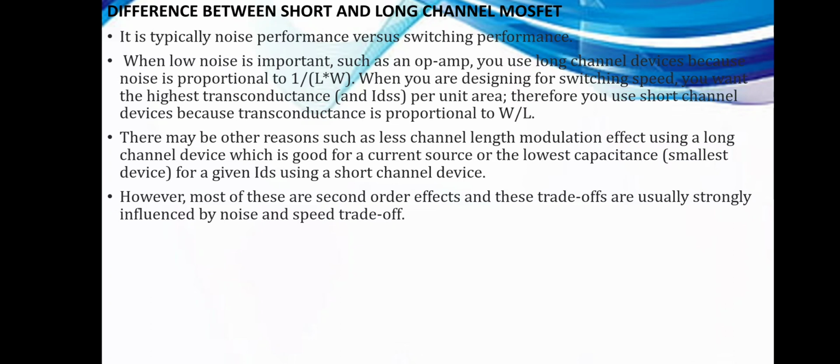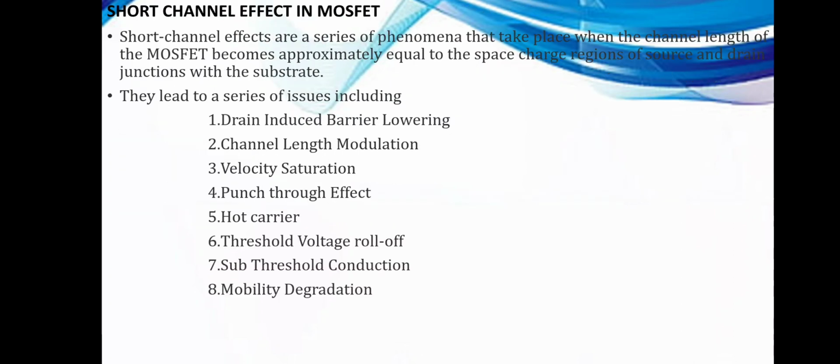Let's understand the difference between short channel and long channel MOSFET. The switching performance is typically proportional to 1 divided by L into W, where L means length and W means width. In short channel MOSFET, the transconductance is higher, which improves the switching speed, because transconductance is proportional to width and length. There may be another reason for reducing channel length. It should have fewer modification effects, using the channel of the device as a good current source with the lowest capacitance. However, we have to know the second order effects, which are usually strongly influenced by the noise and speed of the device. In the next slide, we will see the various issues in short channel MOSFET.